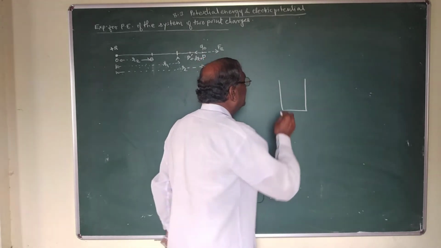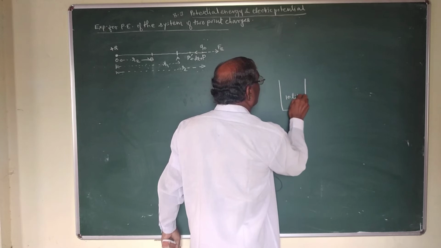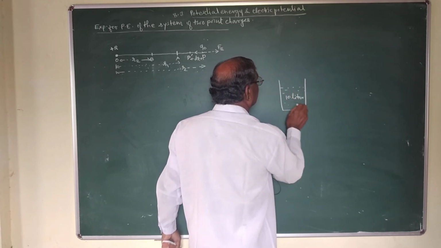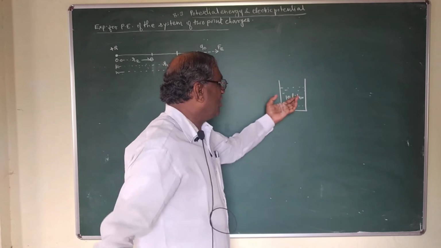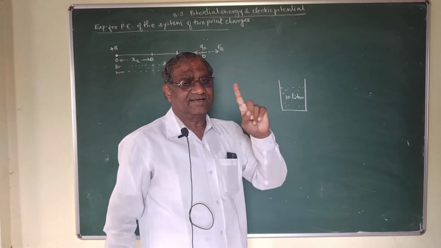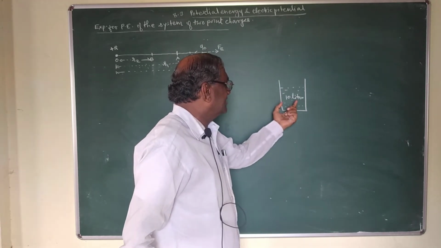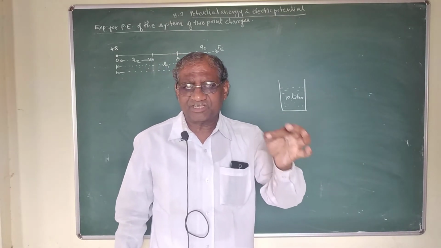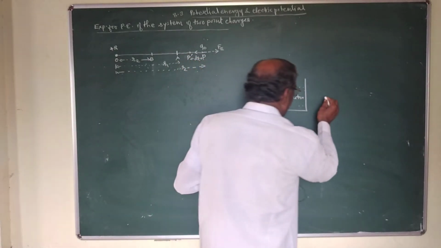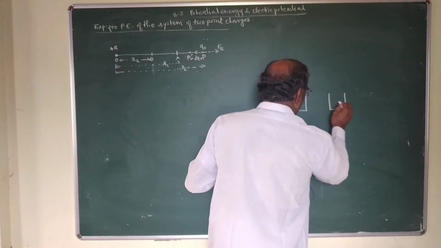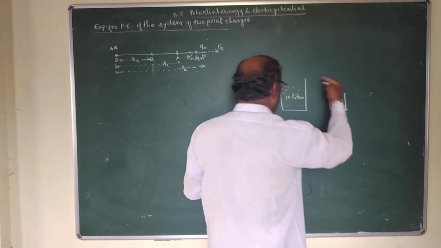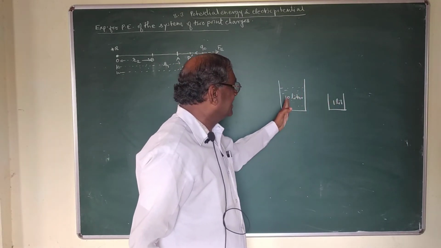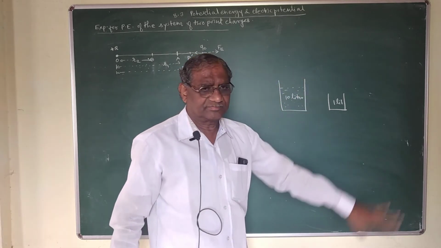This container is filled with 10 liter of water. This 10 liter of water in the container is the system. And in this 10 liter of water in the container, there is storage of potential energy. Now we have to add 1 liter of water into 10 liter of water. So this 1 liter of water cannot be added easily in 10 liter of water.